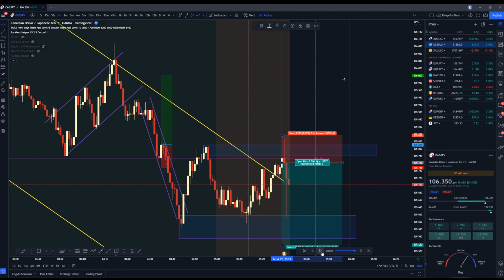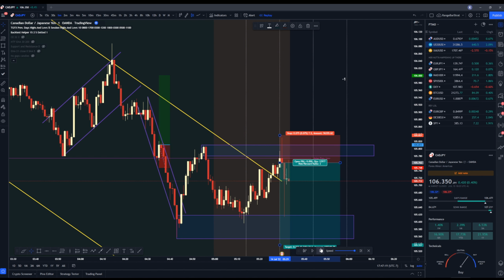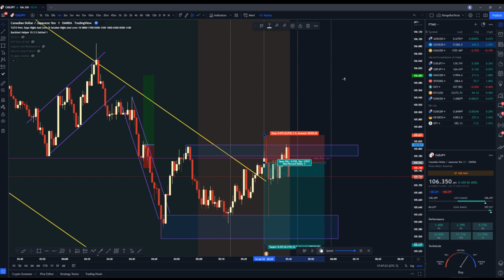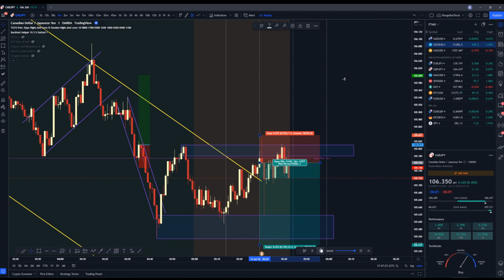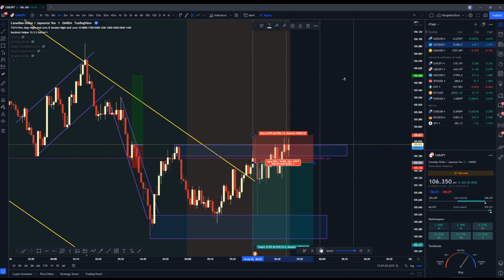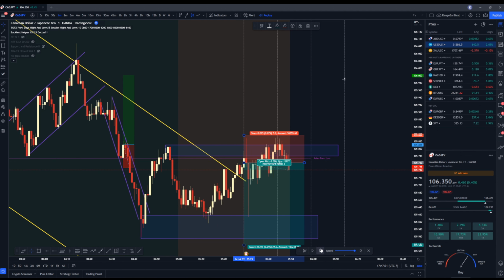So there we go. Okay, we don't like this wick though. This is a terrible wick for us. It didn't even run the low. Let's see what happens. I'm not very hopeful for this now that we're back up here, but I'm going to hold because I have no choice.